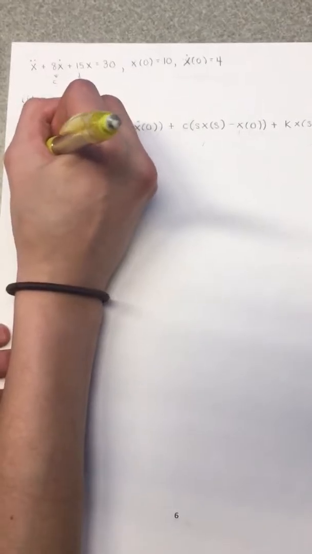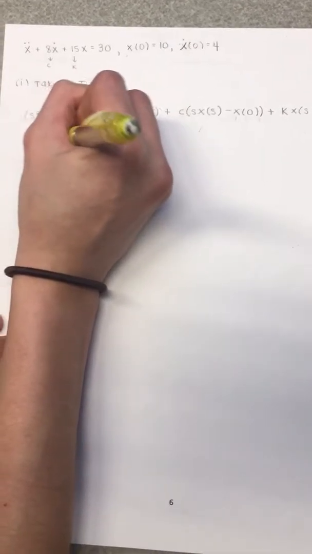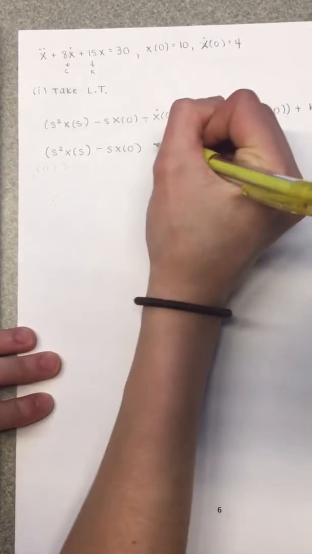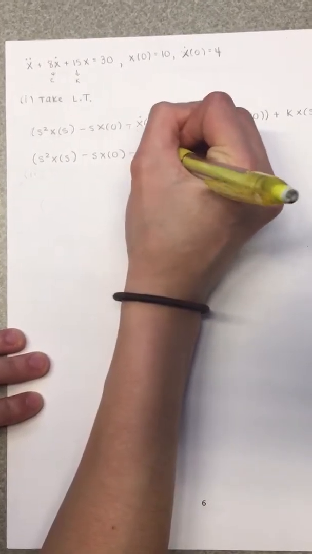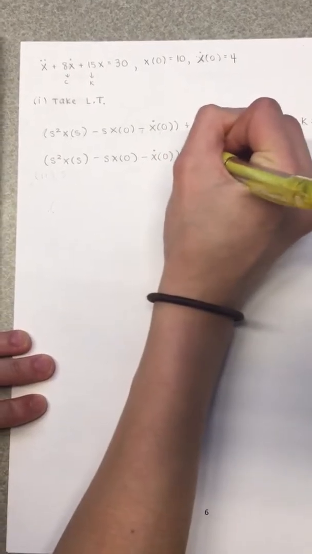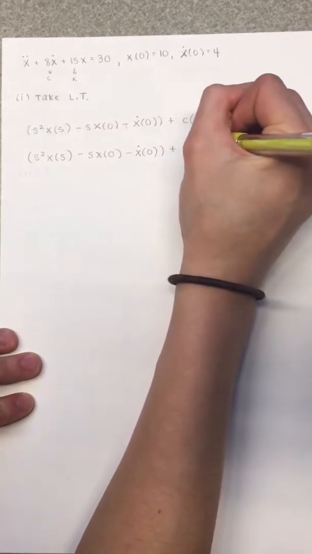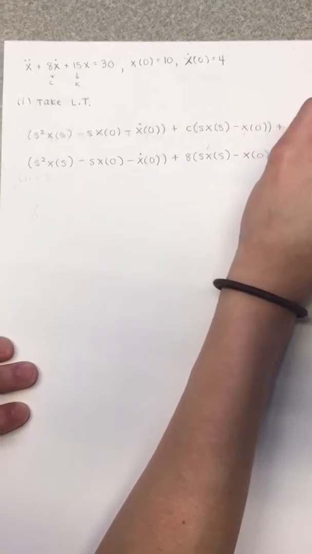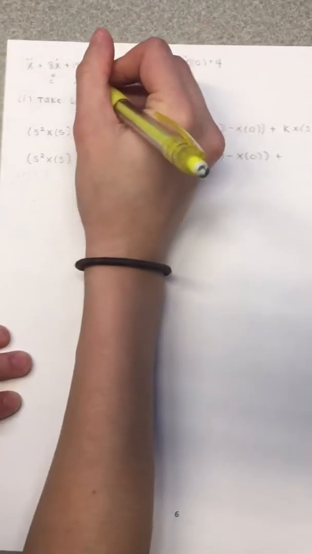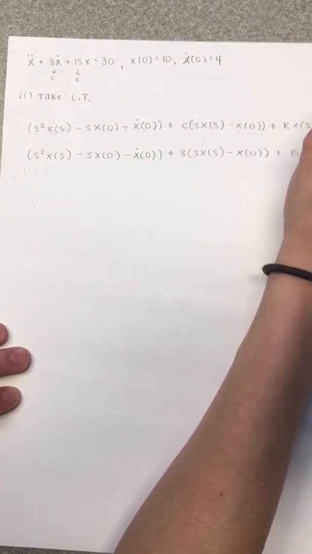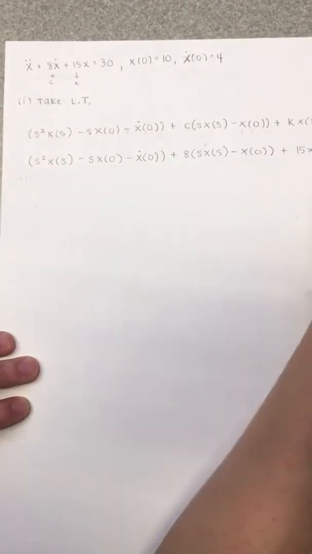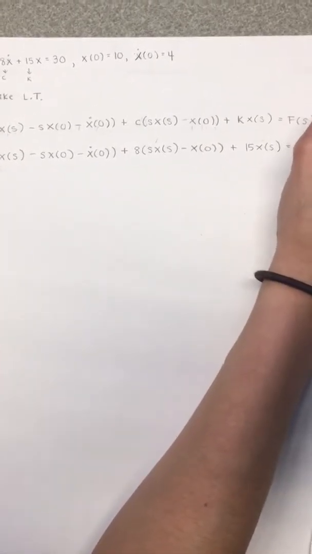So that's going to go to s squared X(s) minus s X(0) minus x dot of 0 plus c, which is going to be 8 s X(s) minus x(0) plus k, which is going to be 15 X(s) equals, and then F(s), since this is a constant, it's going to be 30 over s.